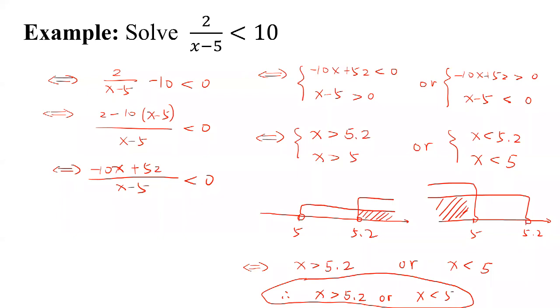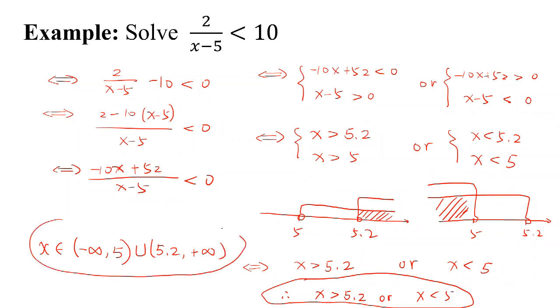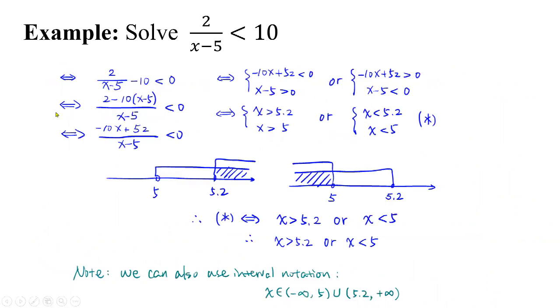Or if you use the interval notation, you can also write it like this. X belongs to the union of the two intervals. First is negative infinity to 5. Second is 5.2 to positive infinity. Okay, you can also write it in an interval notation. Both of these notations here are correct. Okay, you can also check the solution here. This is a nice writing of the solution. You can also check it after the class, all right?